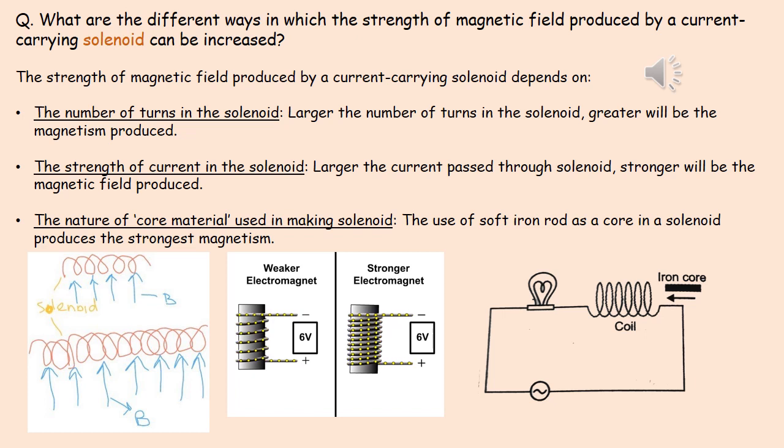The third is the nature of the core material used in making the solenoid. The use of a soft iron rod as a core in a solenoid produces the strongest magnetism.